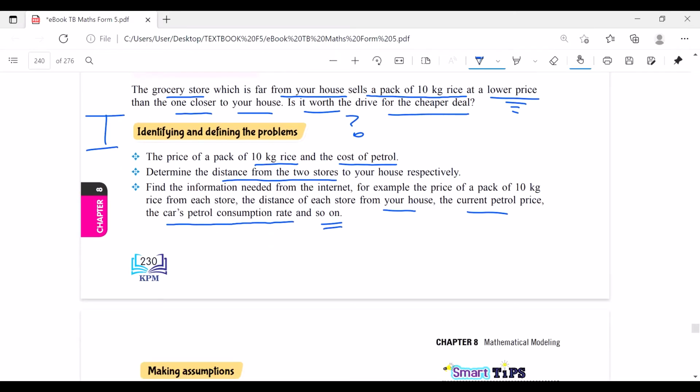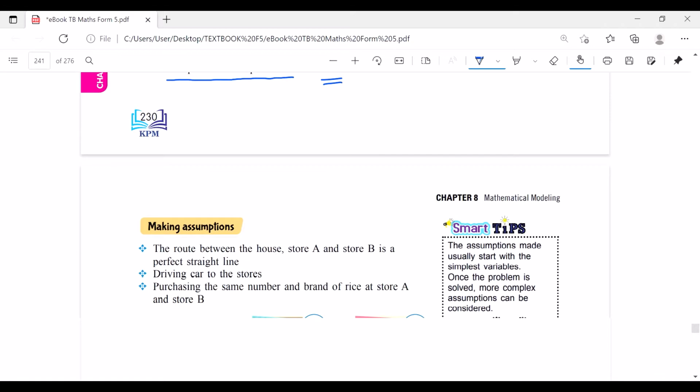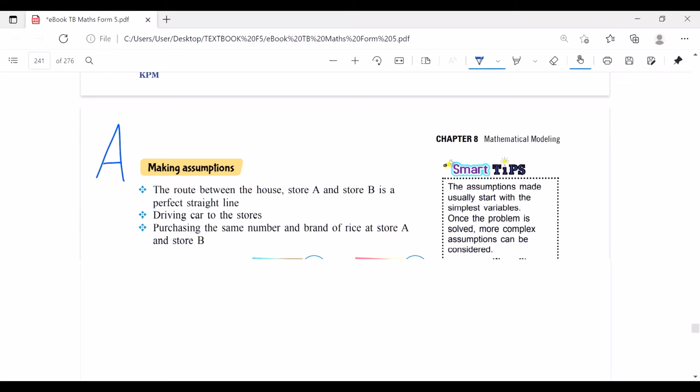Okay, what is the second one? You have to make assumptions. So the route between the house, store A and store B is perfectly a straight line. No turning here and there. So you drive the car to the stores, purchasing the same number and brand of rice. The same brand, you cannot use a different brand from store A and store B.